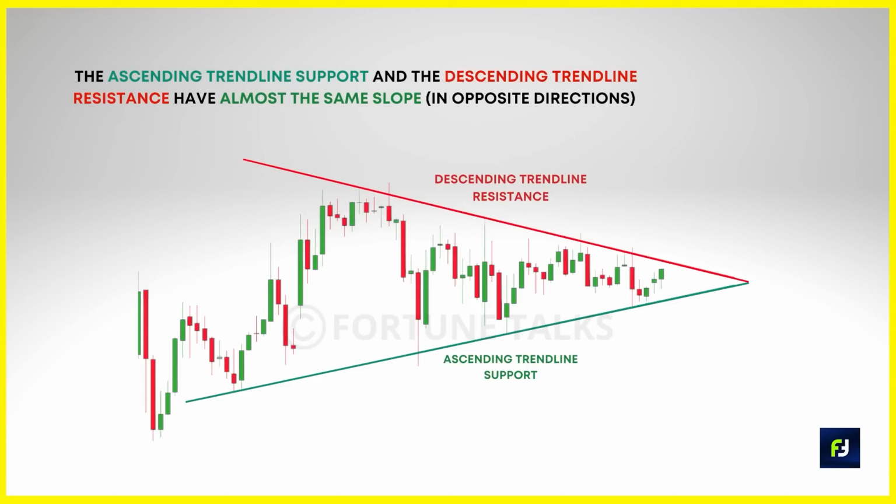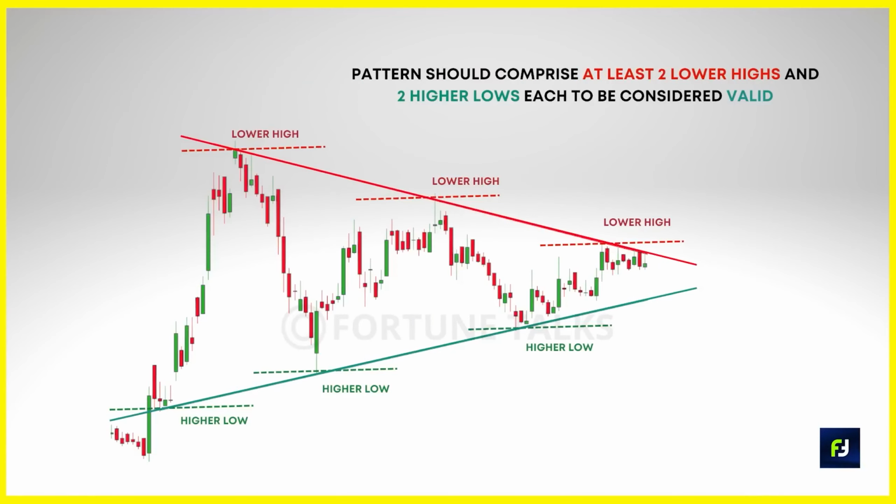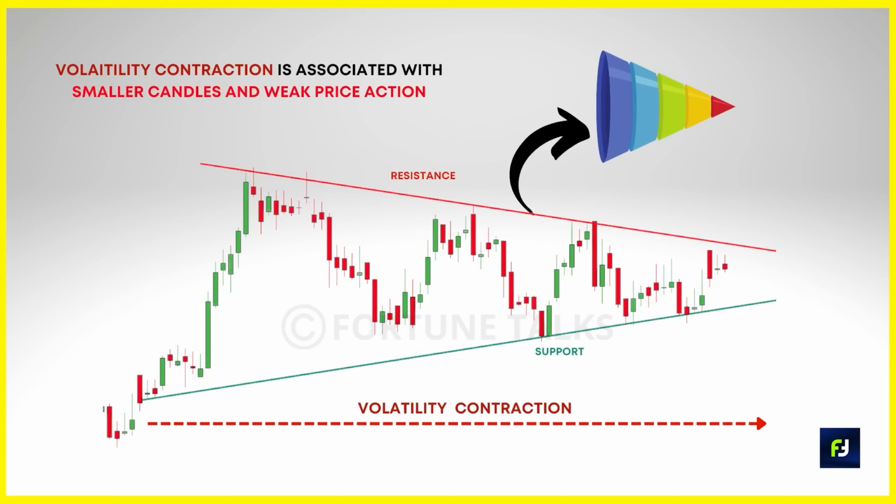Now, it is within these trend lines that the actual consolidation of prices happens, and both of these trend lines meet at a common point called the apex. Now, the triangle should comprise at least 2 lower highs and 2 higher lows each to be considered a valid symmetrical triangle pattern. The pattern looks like a funnel with the price squeezing from left towards the right with a contraction in volatility, which is associated with weakening of candlesticks and price action.